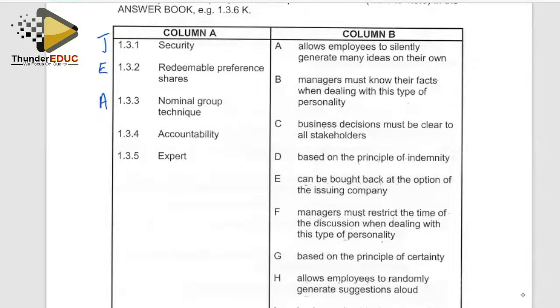So 1.3.4, we have accountability. So now accountability, business should take responsibility for their own actions. So now it means that the appropriate answer in this regard is going to be I. So now let's check. Next one, we have 1.3.5, which is expect. So now this is in line with our managers must know their facts when dealing with this type of personality. So it means our appropriate answer in this regard is going to be B.